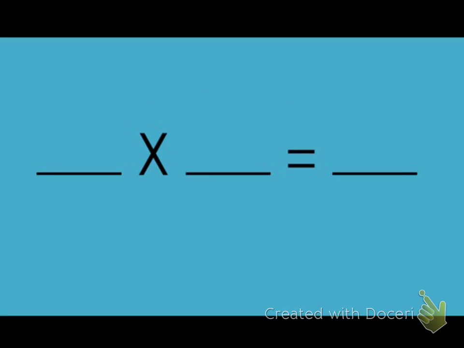So if you have something times something, it will give you the final answer of the multiplication question. The number that you put here will show you how many groups you have. The number you put here will show you how many you have in each group. Let's put some numbers in.